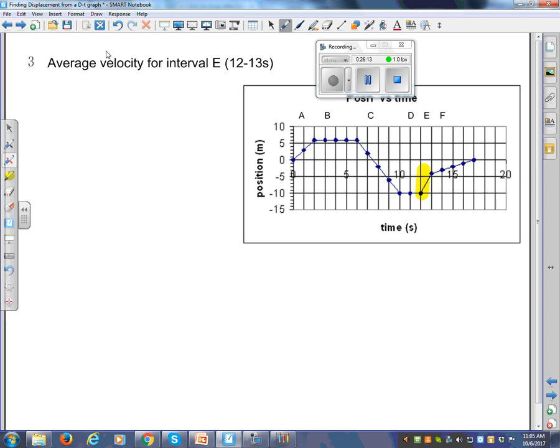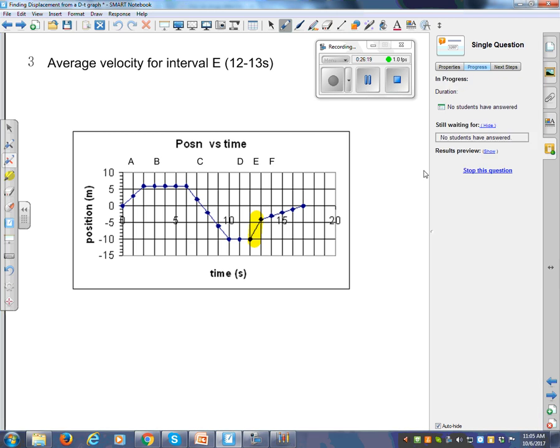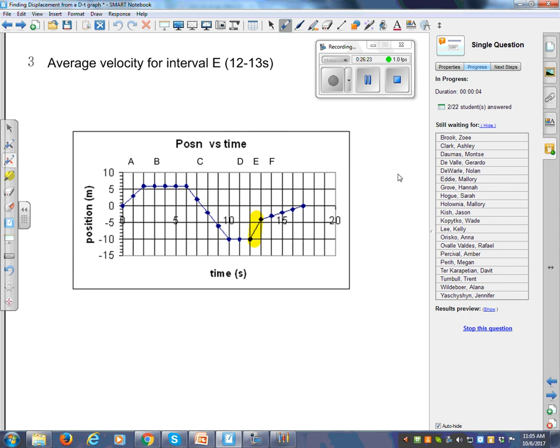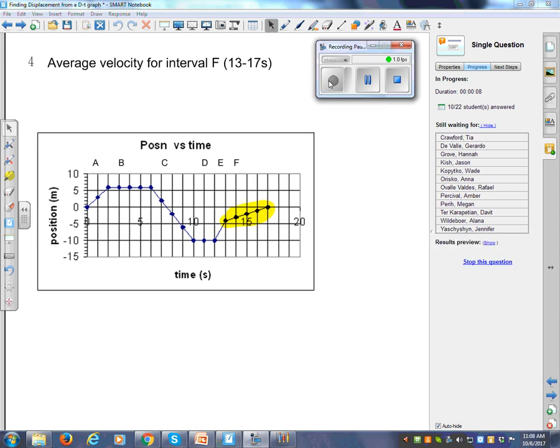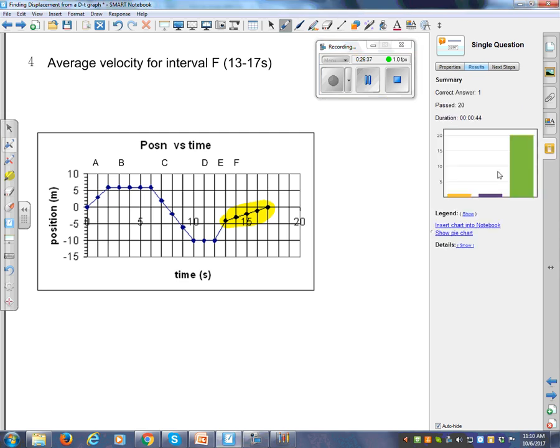Now, well, here, I'll wait a second. It's not letting us look at it. Oh, because I haven't turned it on yet. Find the slope for interval F. All right, here we go. We'll see. The slope is 1. How do I find the slope?